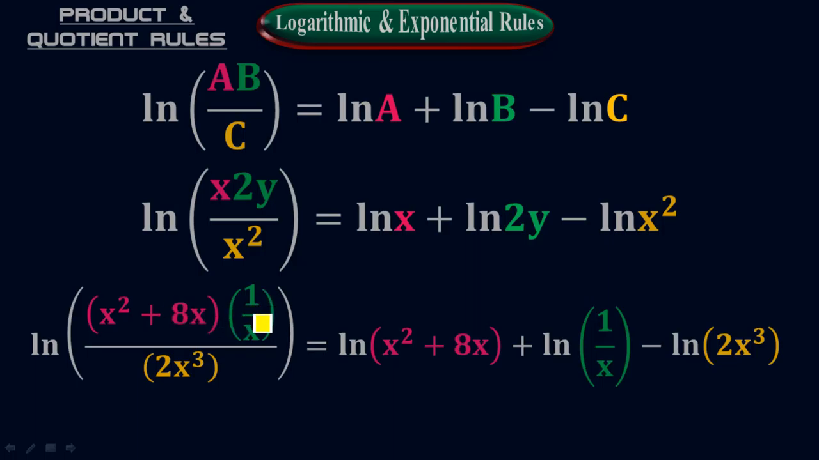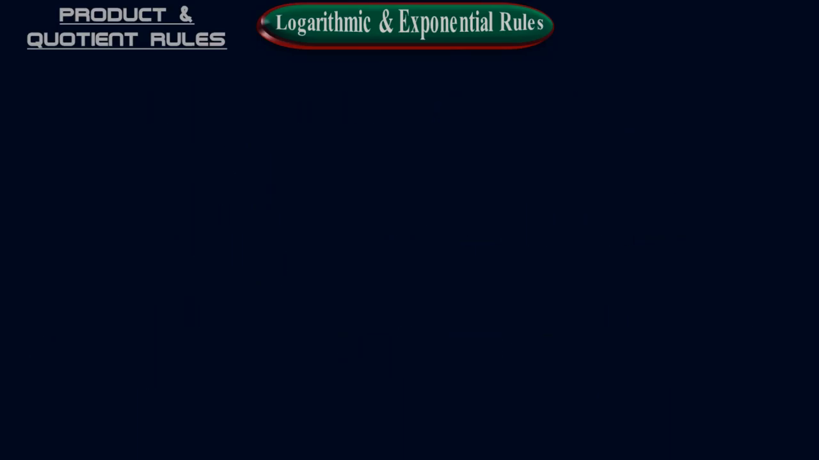So it equals natural log of x squared plus 8x plus natural log 1 over x, because there is a product of these two functions. This pink one times this green one in the numerator. Therefore, we have plus here and minus natural log of 2x cubed, because in the denominator we have 2x cubed. So we're going to use minus, not plus. Plus is for the product. For the fractional form, we're going to use minus.